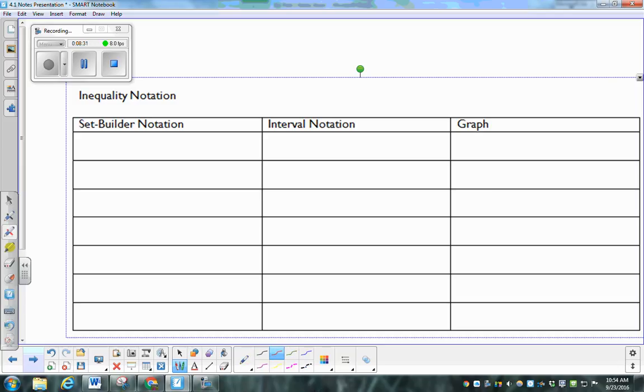The first example I want to use is this. Any number x such that x is greater than 2 and less than 5. So it's between 2 and 5, but it doesn't include 2 or 5. Hopefully we already know what that means. To write this in interval notation, since x is between 2 and 5, you just write 2 comma 5.